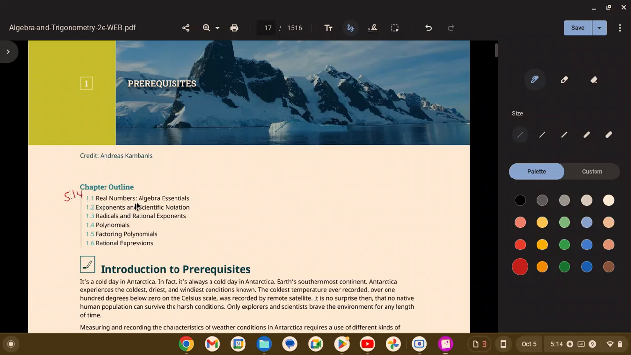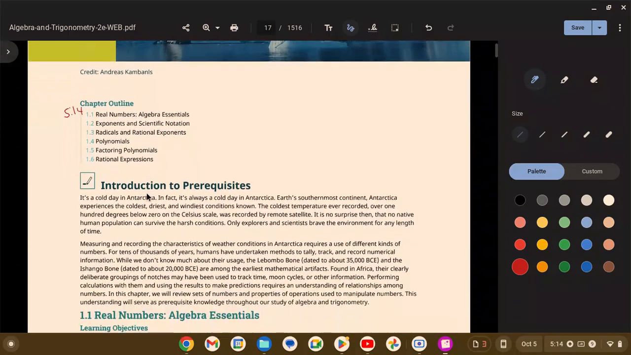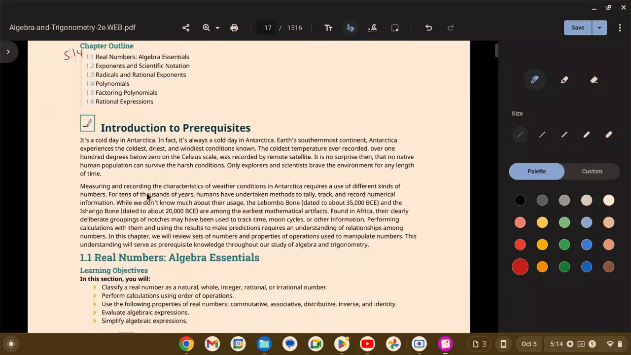Okay. Real numbers, algebra essentials is the first section. So, introduction to prerequisites. It's a cold day in Antarctica. In fact, it's always a cold day in Antarctica. Earth's southernmost continent, Antarctica experiences the coldest, driest, and windiest conditions known. The coldest temperature ever recorded, over 100 degrees below zero on the Celsius scale, was recorded by remote satellite. It was no surprise then that no native human population can survive the harsh conditions. Only explorers and scientists brave the environment for any length of time.